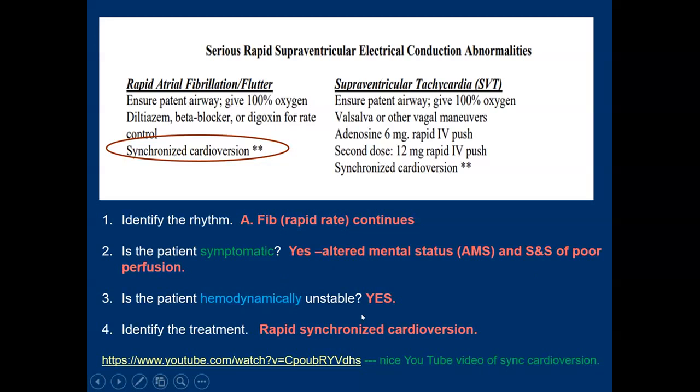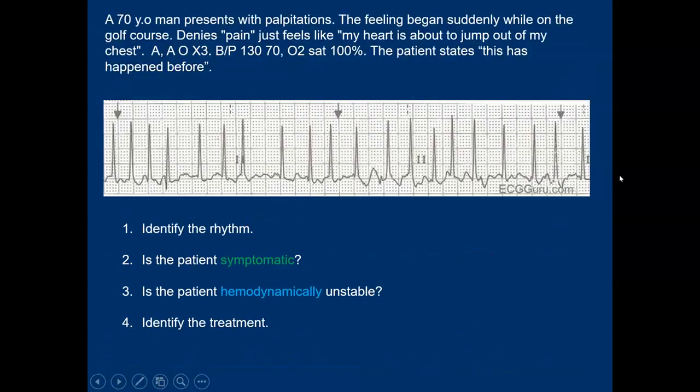And so we may not take the time to give sedation, but if a patient was completely stable and we were cardioverting, we may give them sedation. So again, that's depending on the circumstance, which is why, and I'll repeat this, you got to read the scenario very carefully and always ask these questions. What's the rhythm? Is the patient symptomatic? Are they hemodynamically stable or unstable? Very important.